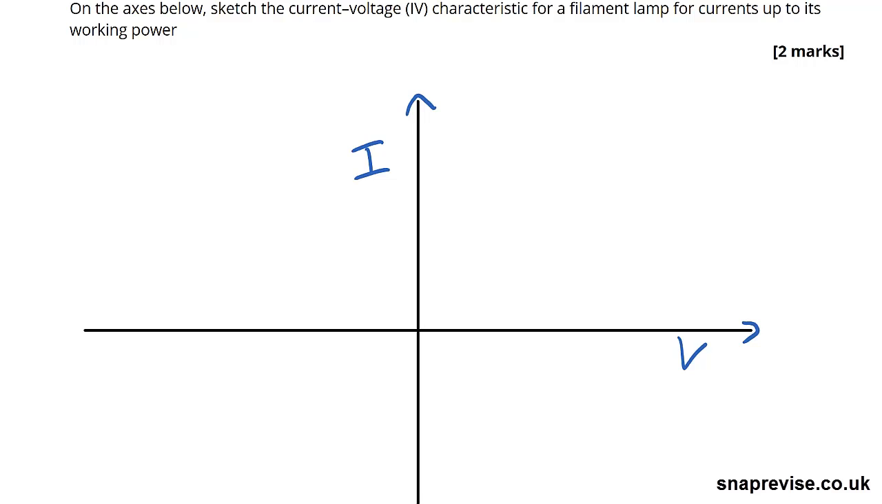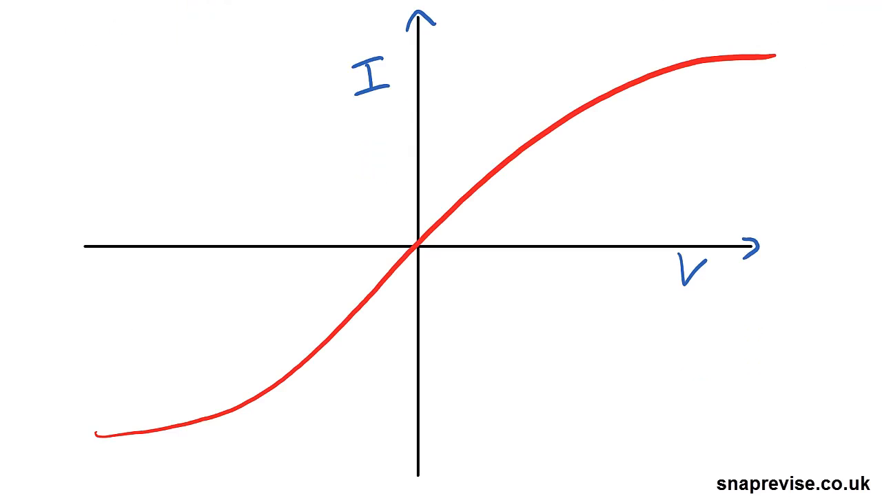So let's draw that on now. So we've done that here. The idea is here it's flat, and then it goes up and starts to steepen a bit, and then it's a bit more of a straight line, and then it starts to flatten out again as our current increases. So this is the kind of graph we get.